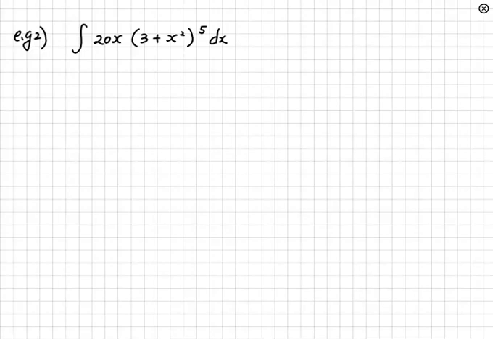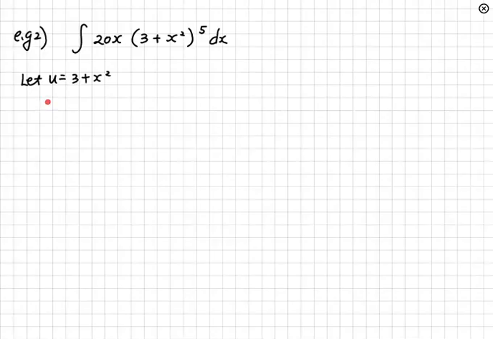Now let's have a look at this example here. Observe the question first. You have two functions multiplied together. And in the bracket, I have 3 plus x squared. And I know that when I differentiate it, that will give me 2x, which is the same type of function as 20x. So we're going to choose this one as our u. So let u equal 3 plus x squared.